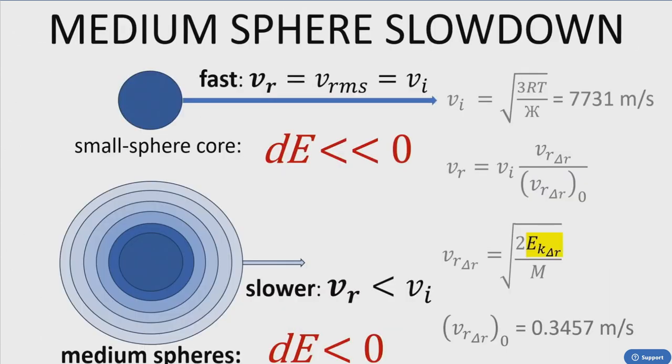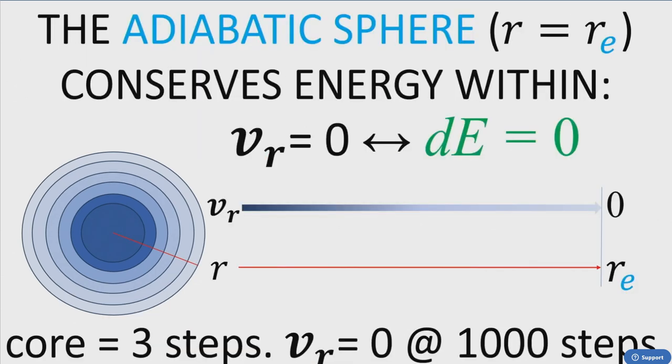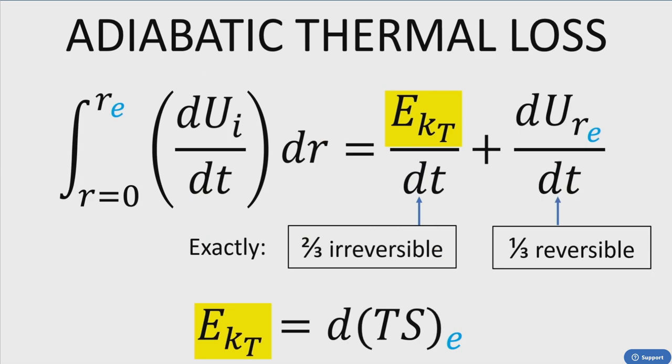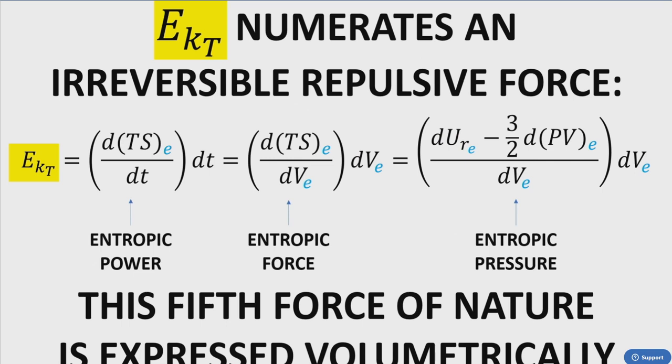They shrink when they get bigger until they reach the adiabatic radius or endpoint, which conserves total energy within its imaginary boundary. These spheres, these adiabatic spheres as I call them, they all expand at an exact fraction of the root mean square speed. This constant K is zero order in gas density, total mass, temperature, and atomic weight. It's a universal constant. Thermal loss in the adiabatic sphere is exactly 2/3 irreversible out to 7 decimal places.